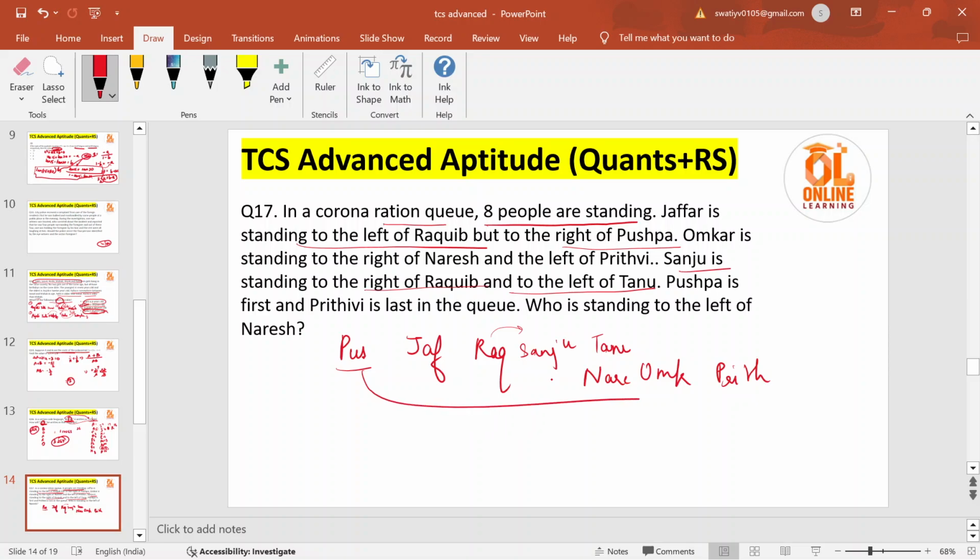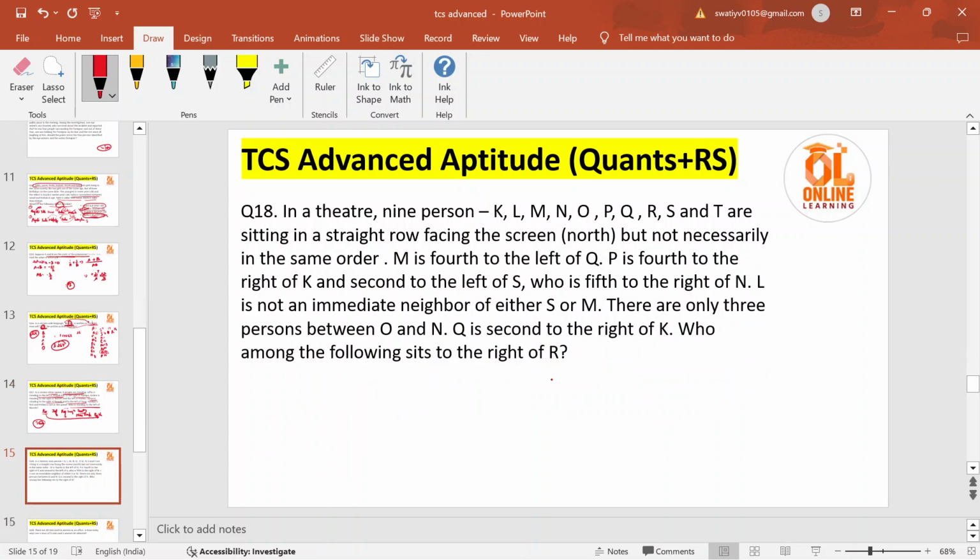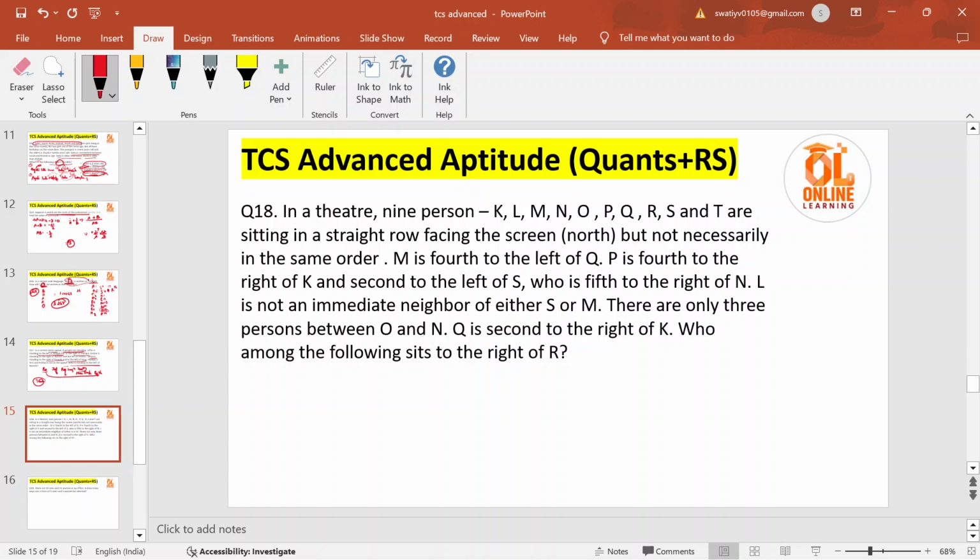I think we got our queue, so this is our queue. Who is standing to the left of Naresh? To the left of Naresh is Tanu. So Tanu is your answer. So yes, this is our question number 8, guys.